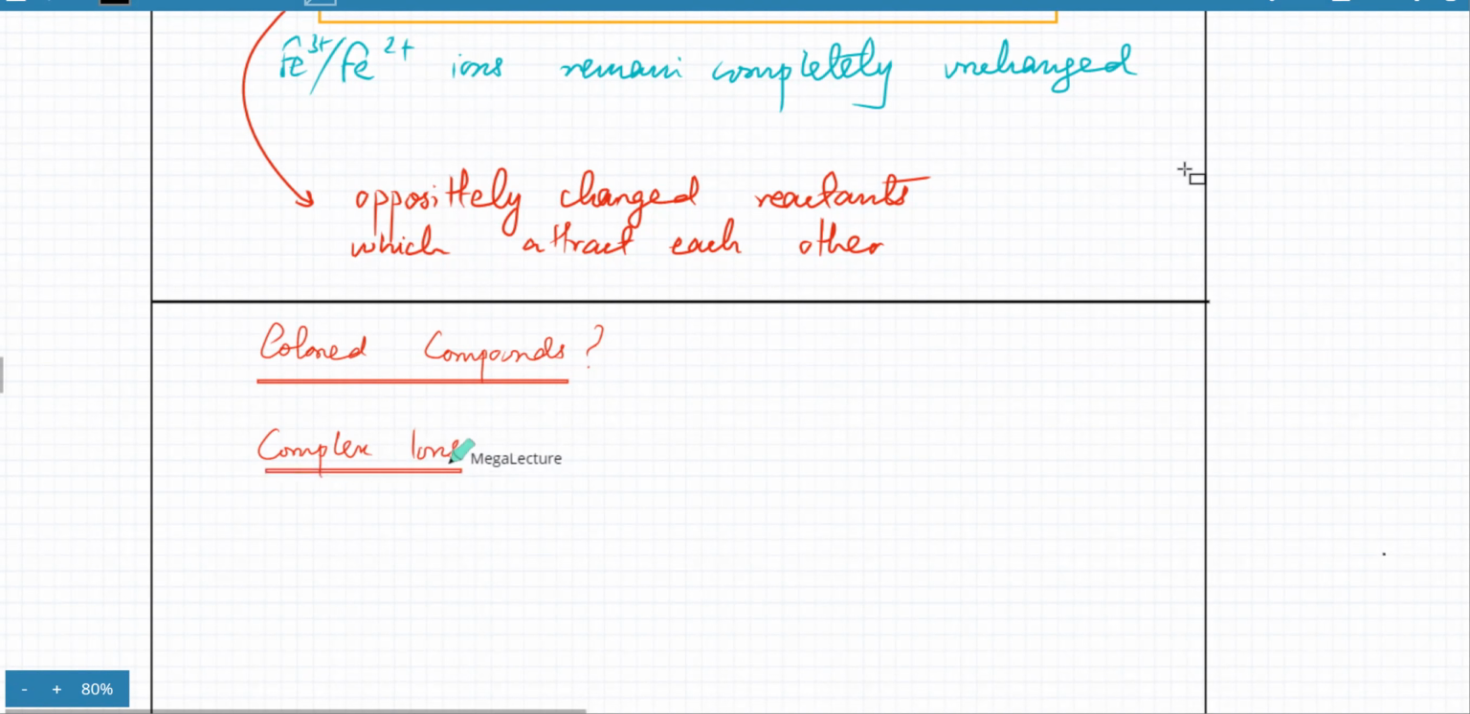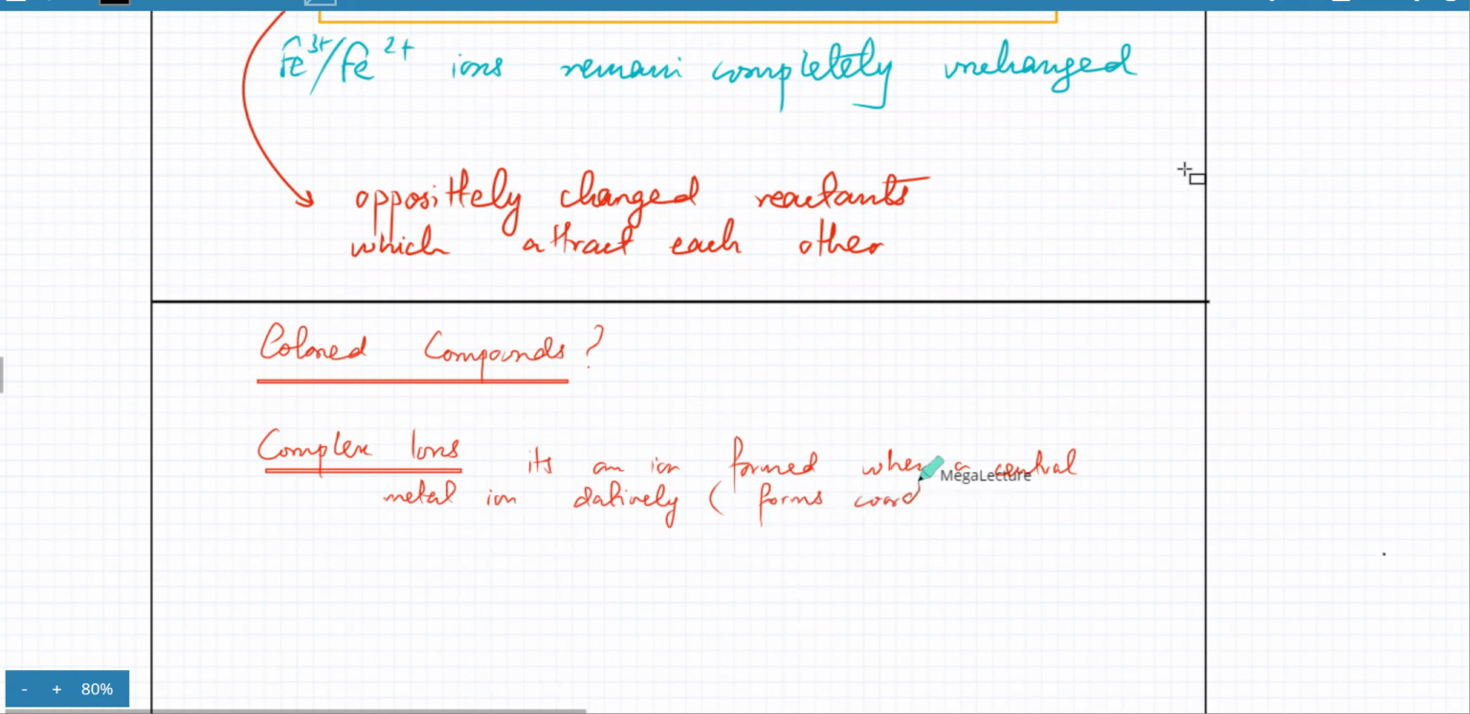And let me write the definition of what a complex ion is. It's an ion formed when a central metal ion datively forms coordinate bonds with ligands. Okay, now this is the definition.